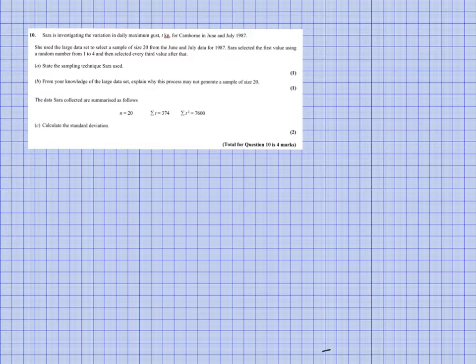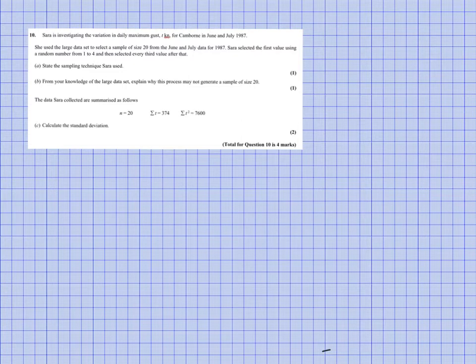This is a question about your knowledge of the large data set. She used the large data set to select a sample of 20 from June and July. She selected the first value using a random number and then selected every third value after that. So this is clearly systematic sampling. This is just knowledge. 1 mark for saying systematic.